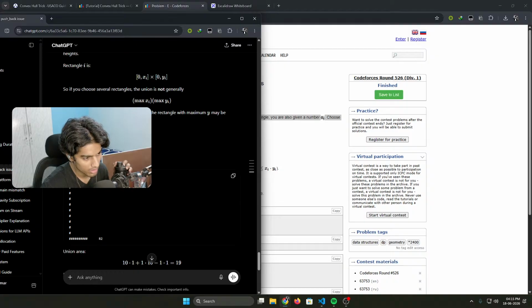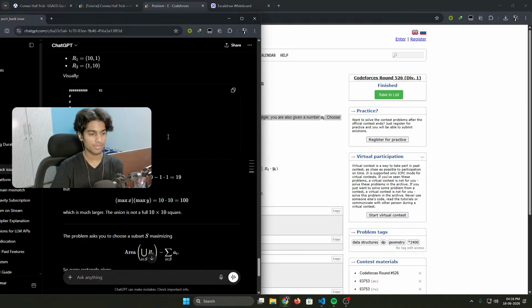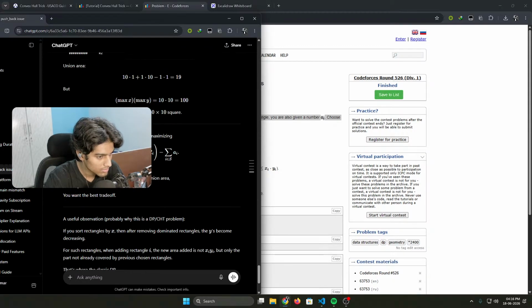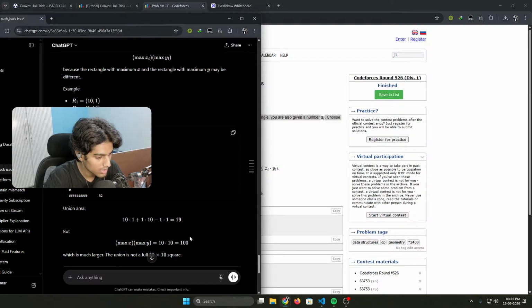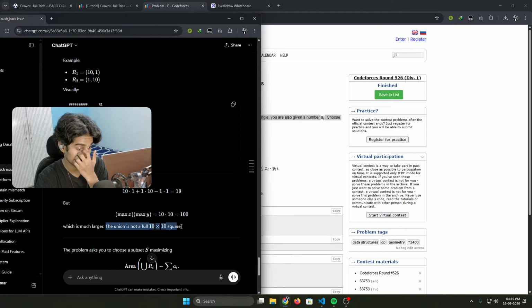So tan comma 1 and 1 comma tan looks something like this. What is this? So area is tan times 1 plus tan times 1 minus 1 times 1. So this... Okay, I got it. I got it. I don't need your help with anything else, which is much larger. Union is not full.